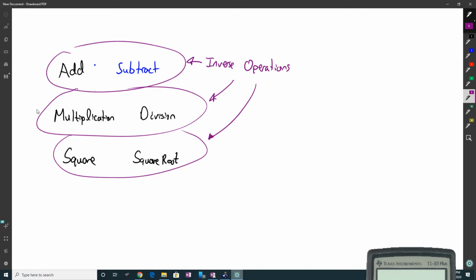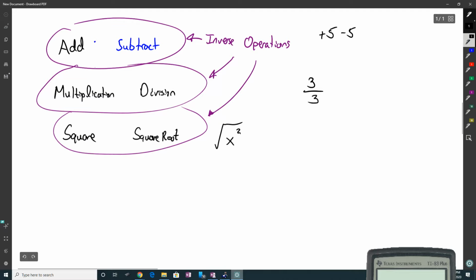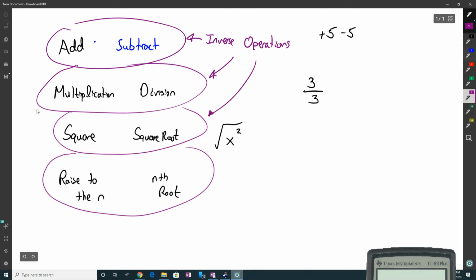They undo each other. So, for instance, if you had plus 5, you would undo it with a minus 5. If you had times 3, you would get rid of it with a divide by 3. If you had x squared, you would get rid of it with a square root. Not only that, you can raise to the n, and the nth root. These are inverse operations. So in this case, x to the n and the nth root, they cancel each other out.